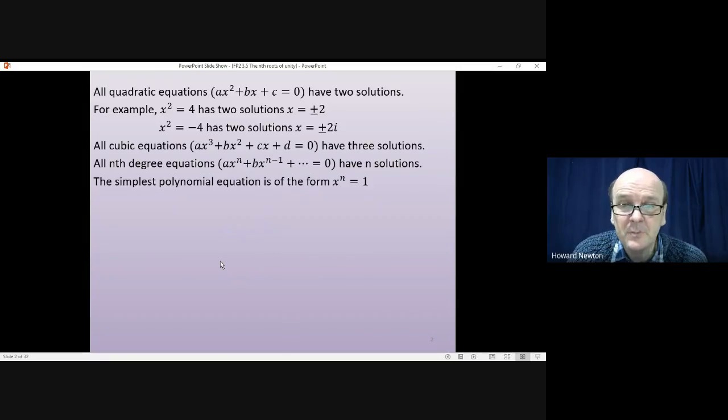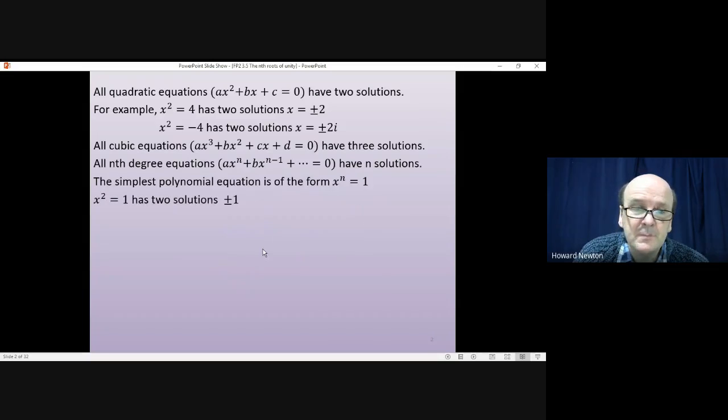The simplest polynomial equation is of the form x to the n equals 1. And it's solving this equation which gives us what are called the nth roots of unity, or the nth roots of 1. The simplest case of this is where n equals 2, and we get x squared equals 1, which has two real solutions, x equals plus or minus 1.